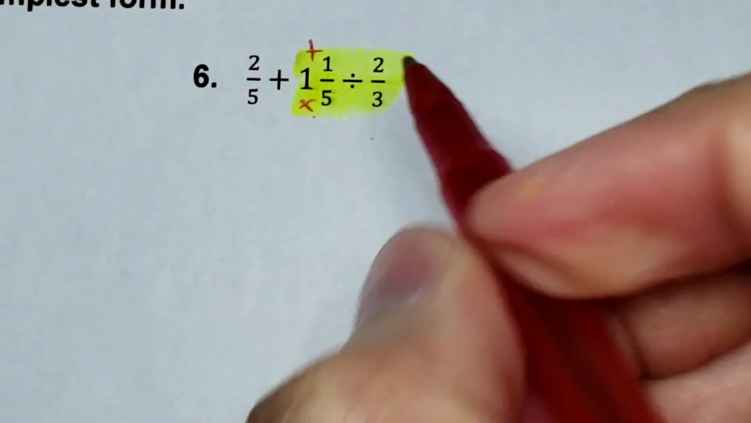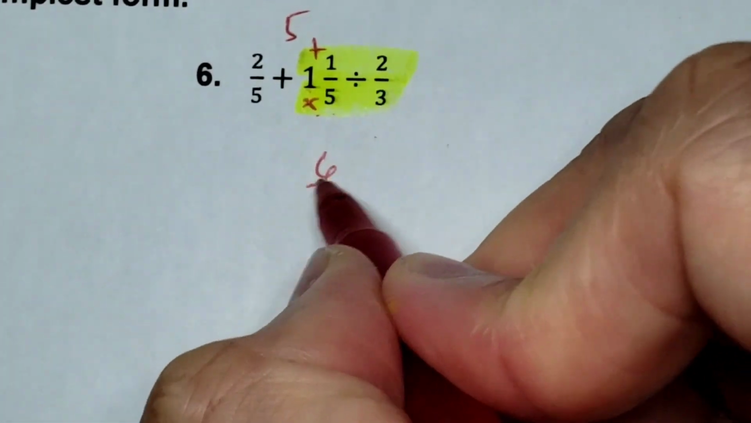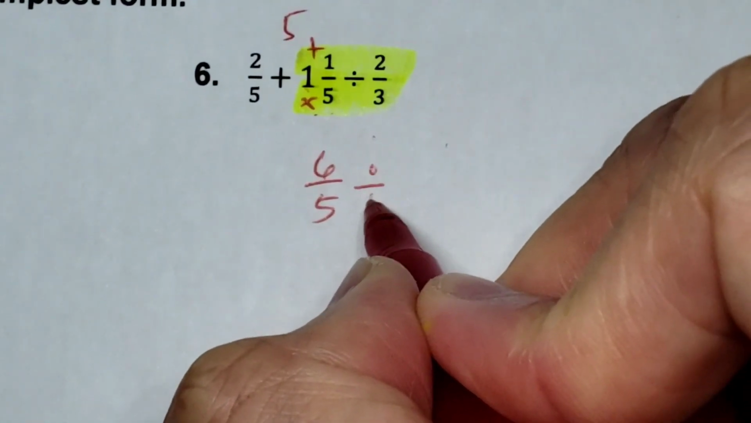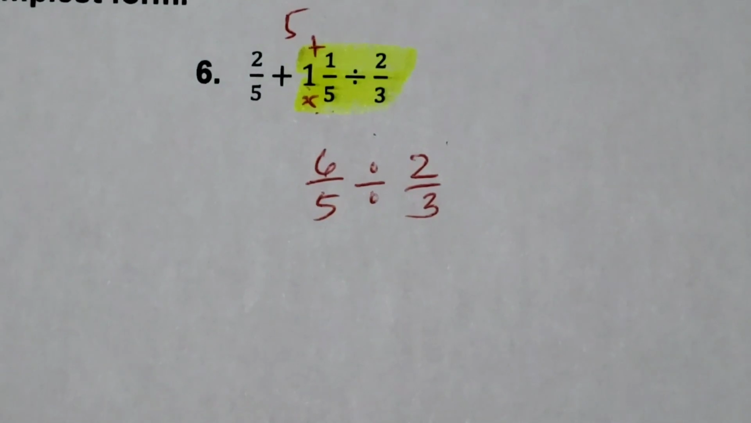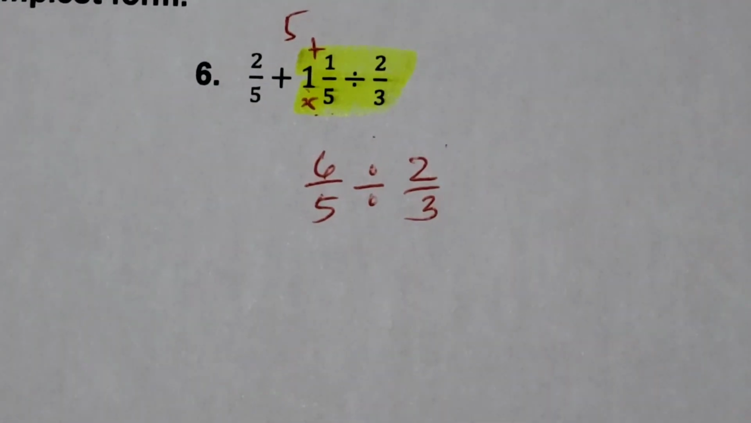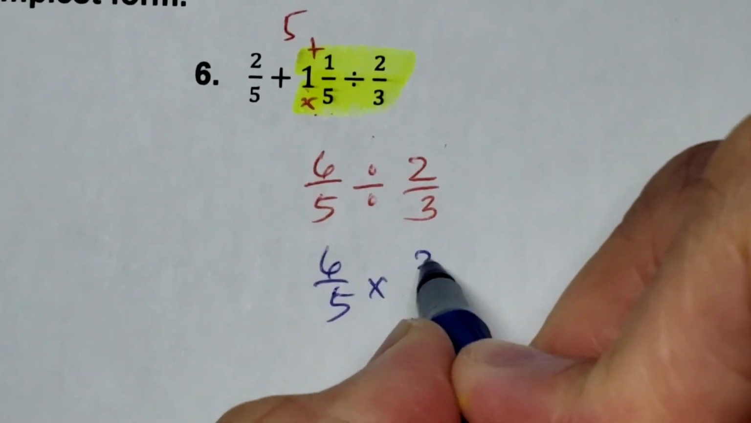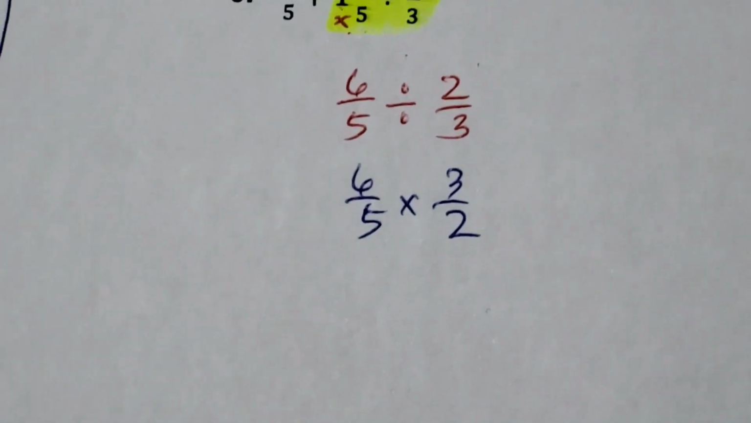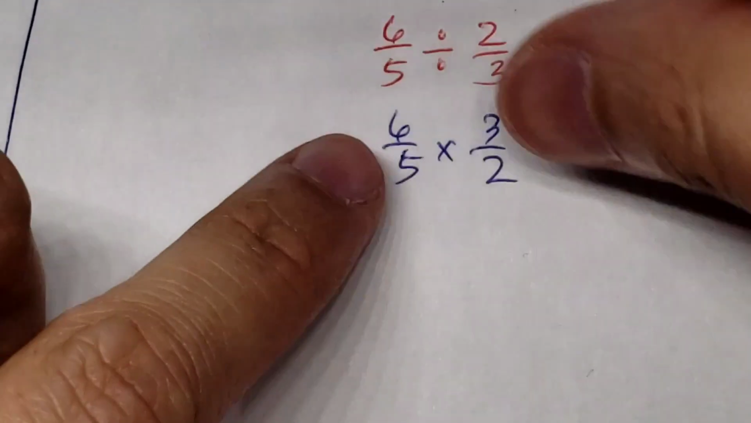Change to an improper fraction. 5 times 1 is 5, plus 1 is 6 over 5. We divide by 2/3. Keep 2/5 over there. Just keep it there. Now we do keep, change, opposite. We got 6 over 5 times 3 over 2. Now, let's do our cross canceling to make it easier and faster.